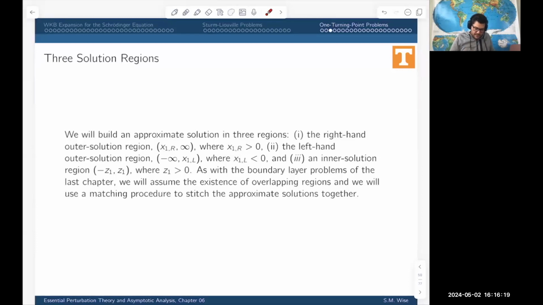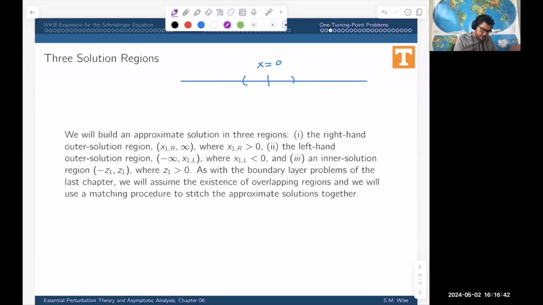So this problem is going to break down into three regions. There's x equals 0. We're going to have this inner solution region. Then we're also going to have the outer solution region, and let me denote that with a different color. An outer solution region. So this will be the left outer.